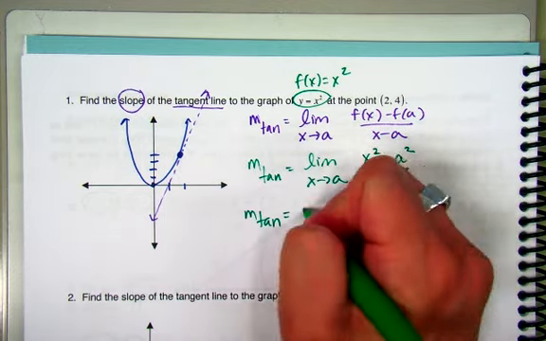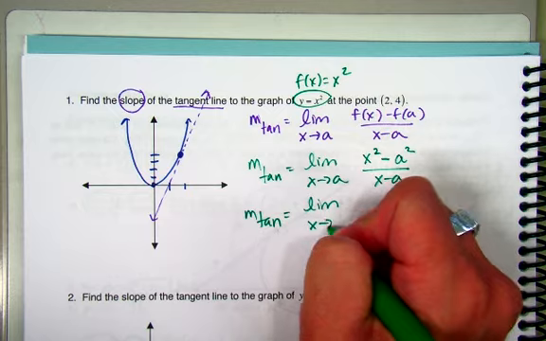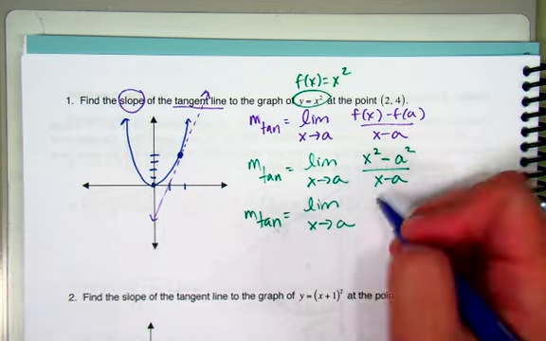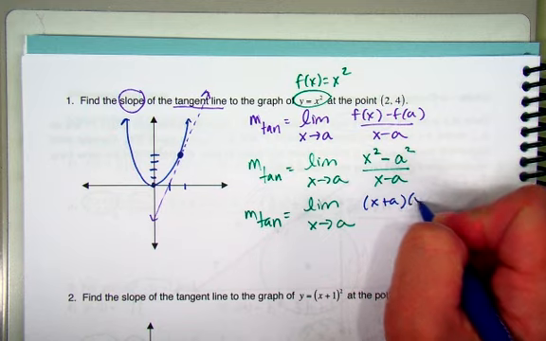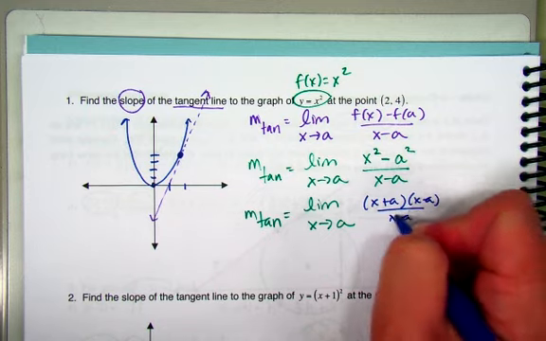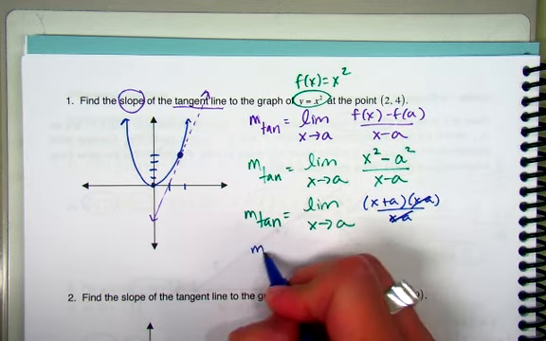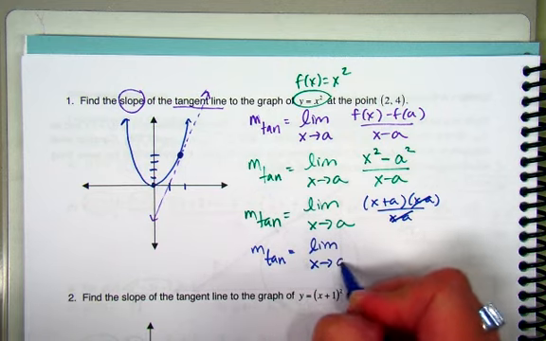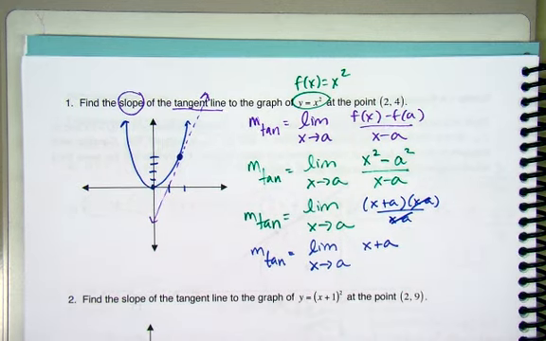The slope of my tangent line is equal to the limit as x approaches a. What can I do with that numerator? Factor it. x plus a, x minus a. What happens to my x minus a's? They're gone. So now I just have the limit as x approaches a of x plus a.